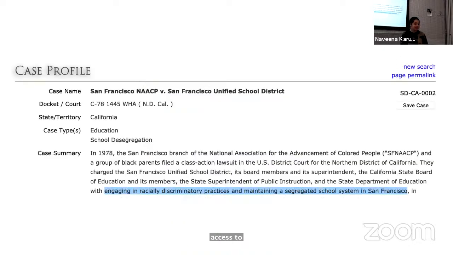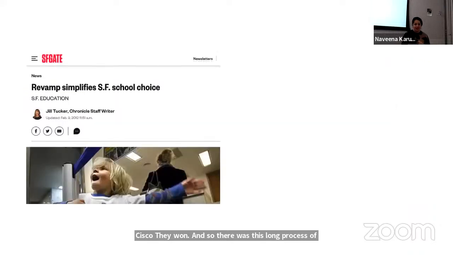In fact, it was so bad that the NAACP sued San Francisco Unified School District in 1978 for holding a segregated school system in San Francisco. They won. And so there was this long process of figuring out how do we desegregate schools in San Francisco, which has a long history. Eventually, at some point in 2012, well, a little bit earlier than 2012, the school district started to use an algorithmic system to assign students to public schools.